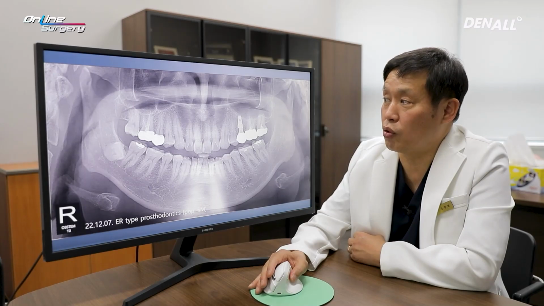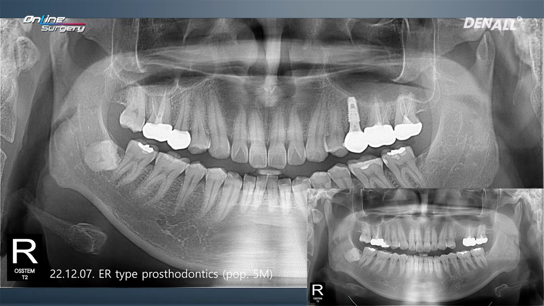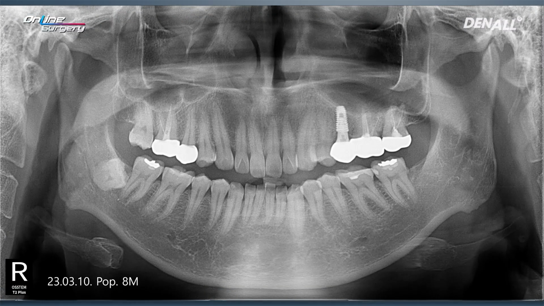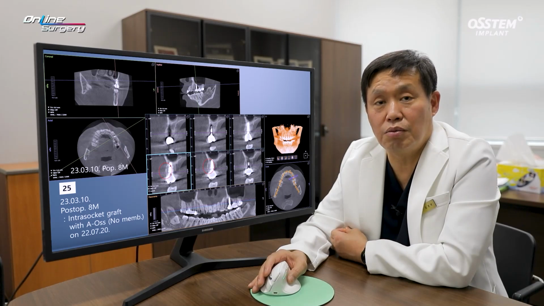This is after prosthesis delivery. After 5 months since surgery, an ER-type prosthesis was provided. In the area where there used to be a bone defect, the implant was placed and an intra-socket graft was done. This is at 8 months after surgery. CT was taken once again. You can see on the buccal side where the intra-socket graft was done, consolidation is occurring. And you can see that healing is occurring nicely here. At the time, I used A Oss. Now, I would rather use A Oss collagen.